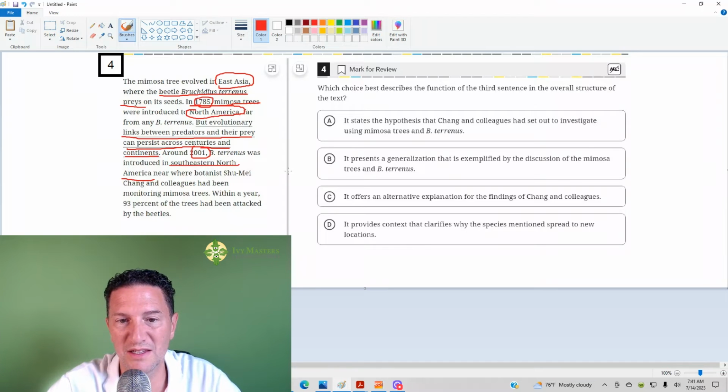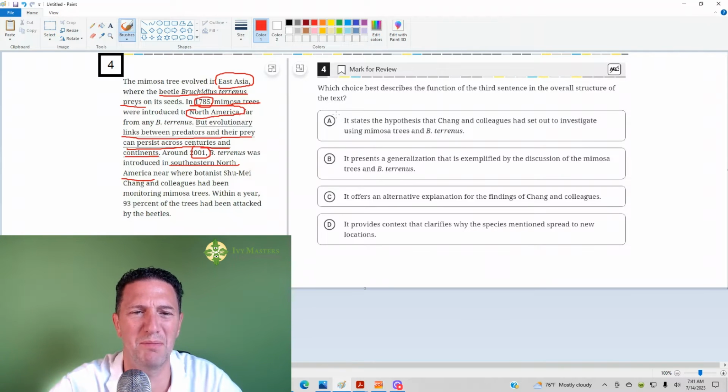Answer choice A says it states the hypothesis that Chang and colleagues had set out to investigate using mimosa trees and beetle terrenus. So it does not introduce it as a hypothesis that they're looking to prove and then it winds up working out. It just says that Chang and his colleagues have been monitoring the mimosa trees.